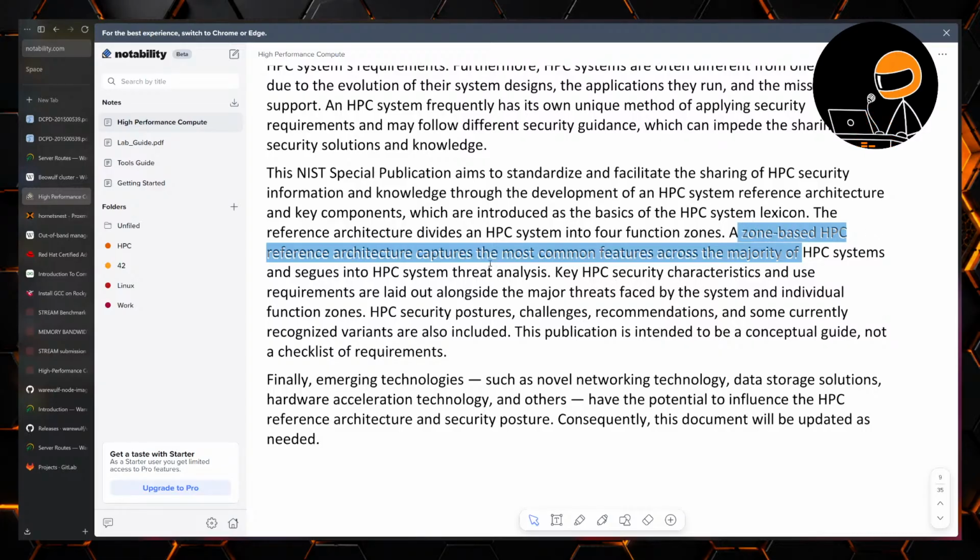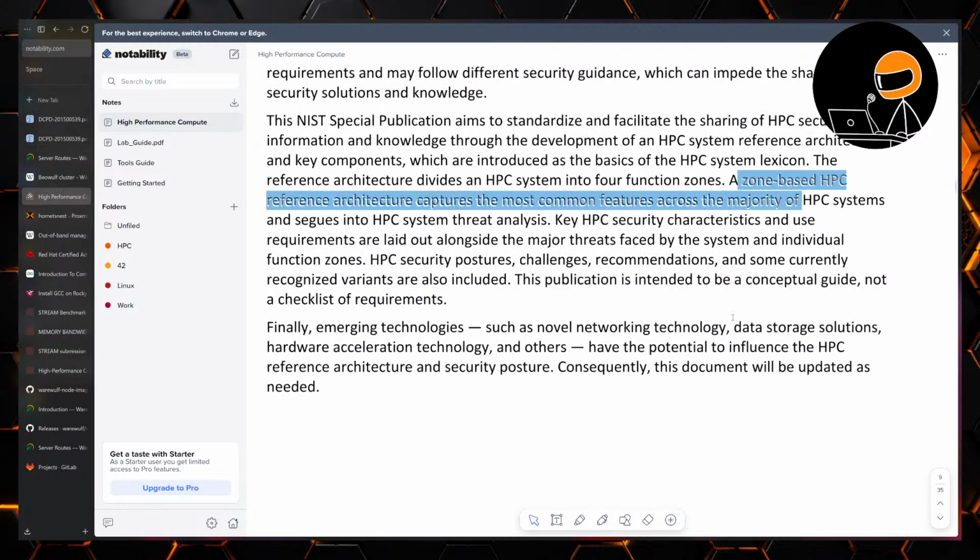A zone-based HPC reference architecture captures the most common features across the majority of HPC systems and segues into HPC system threat analysis. Key HPC security characteristics and use requirements are laid out alongside the major threats faced by the system and individual function zones. This publication is intended to be a conceptual guide, not a checklist of requirements.